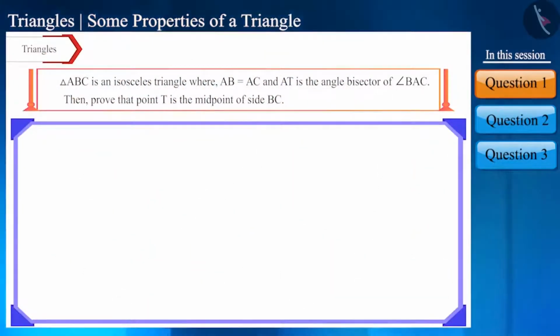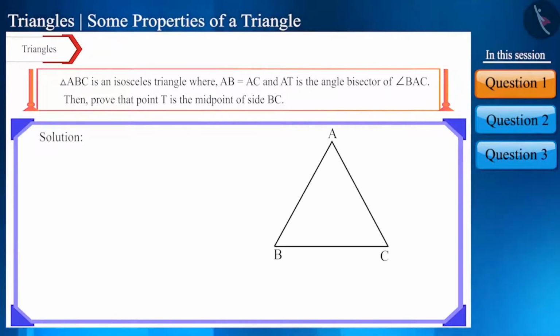Friends, it's given that triangle ABC is an isosceles triangle in which side AB is equal to side AC and side AT is the angle bisector of angle BAC. And we have to prove that point T is the midpoint of side BC. Or let's say that side BT is equal to side CT.